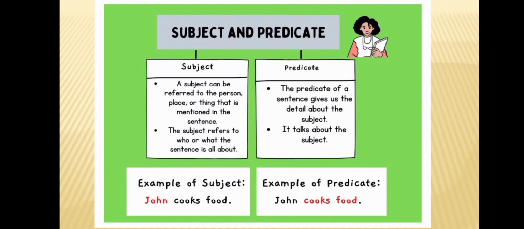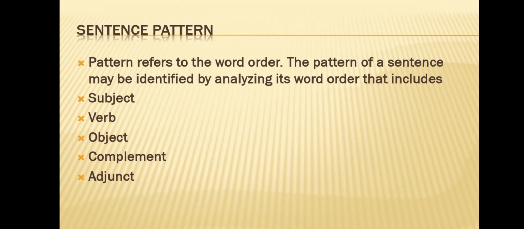Okay. We shall move to the main topic. Sentence pattern. It refers to the word order. The pattern of a sentence may be identified by analyzing its word order that includes subject, verb, object, complement, and adjunct. So out of these five patterns, the subject and verb are the most important, and it forms the skeleton of a sentence. Without the subject and verb, a sentence can't be there.